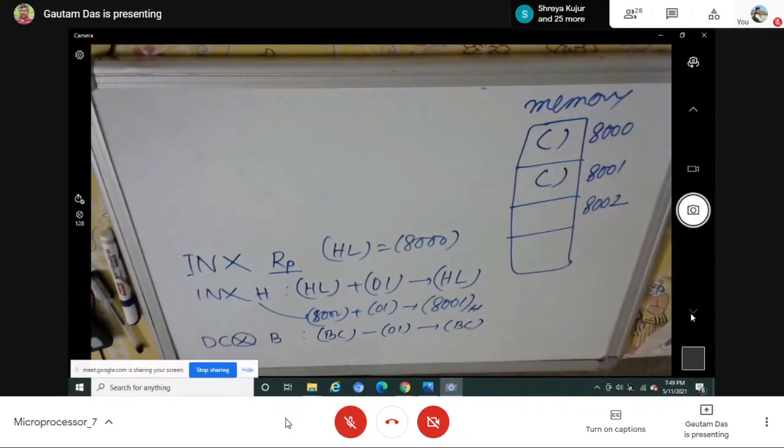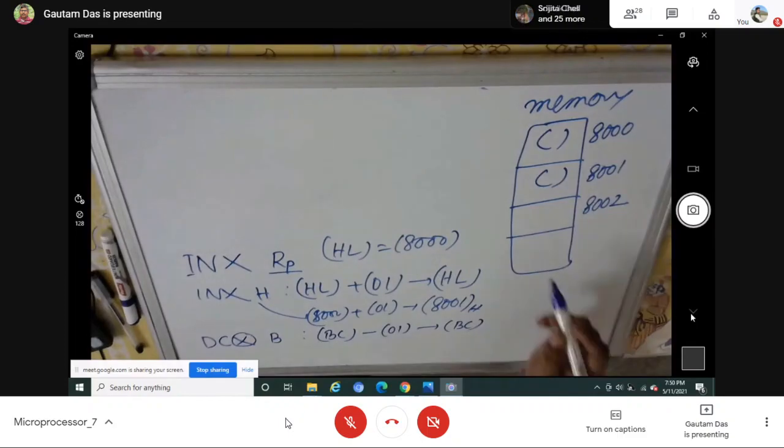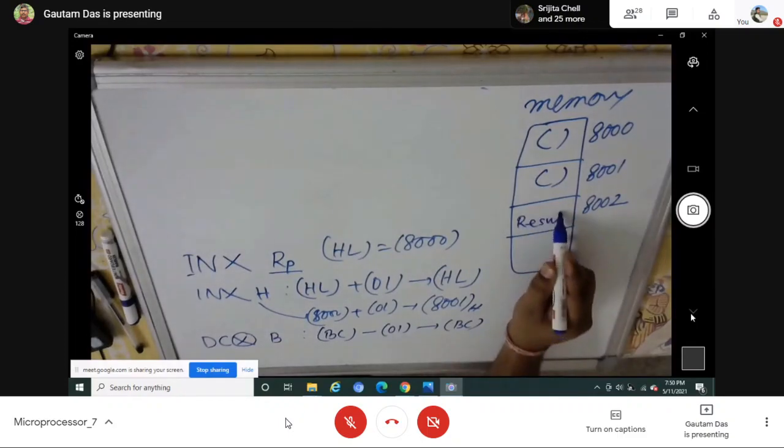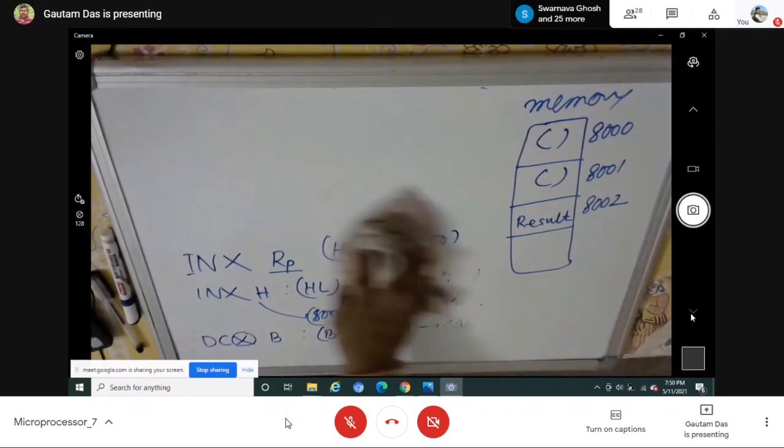Now suppose it is mentioned: write a program to add these two data. Both data are stored in memory. One data is stored at memory address 8000 and another at memory address 8001. You have to write a program to add these two data, and after adding, store the result at 8002. So write a program to add two memory data and store the result in memory. Now try to use the instructions to do this.